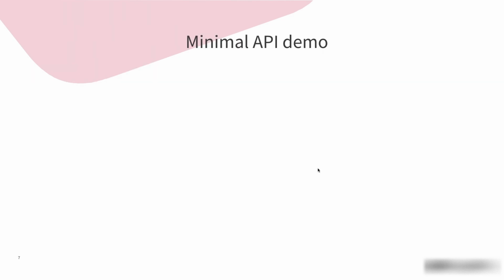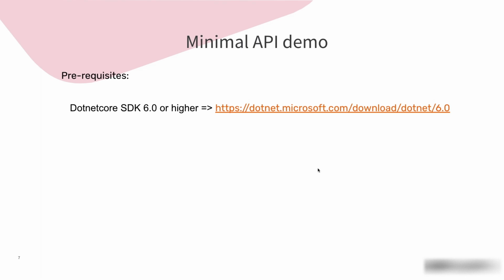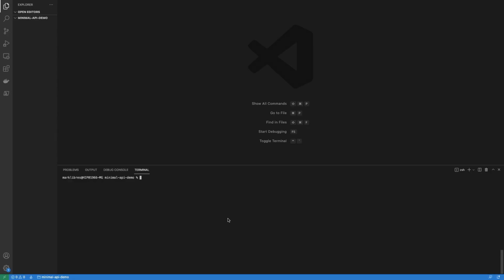Okay, time for our minimal API demo. If you want to follow the steps, you have to install two things. First would be the .NET Core SDK 6.0 or higher. You can download it from the Microsoft website. And any text or code editor you have. For this demo, I will be using Visual Studio Code.